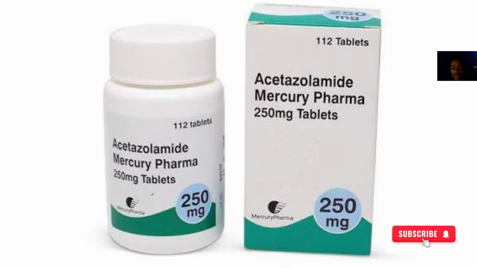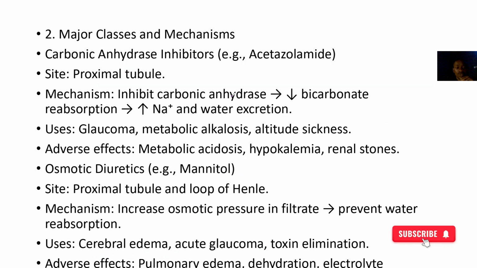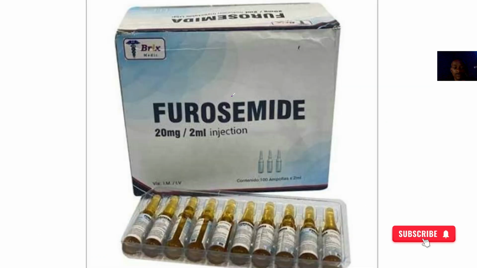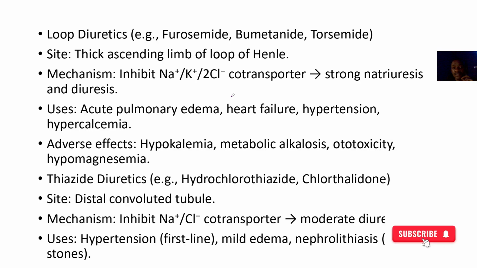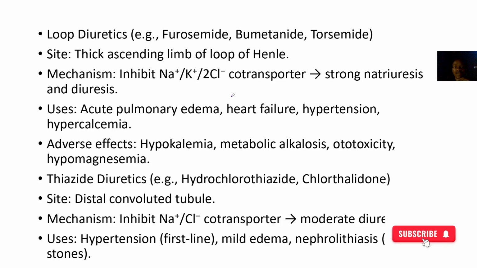We also have osmotic diuretics, which act at the proximal tubule and the loop of Henle. Osmotic diuretics, number 2. Proximal tubule and the loop of Henle. Are you following? Then we have the loop diuretics, which act at the thick ascending loop of Henle. Drugs like furosemide, bumetanide, and torsemide. Then we have the thiazide diuretics, like hydrochlorothiazide and chlorthalidone.